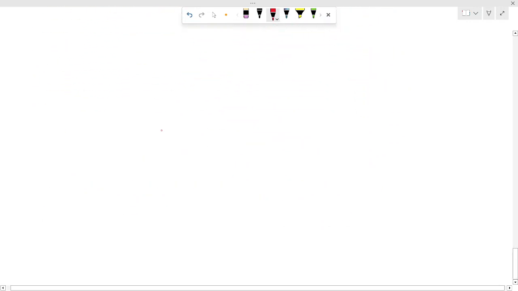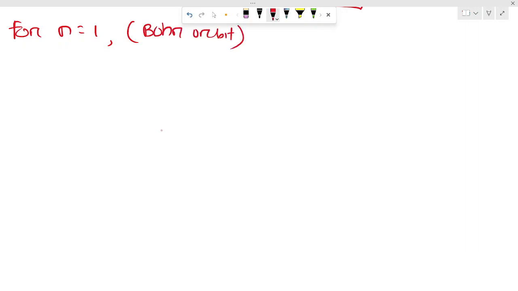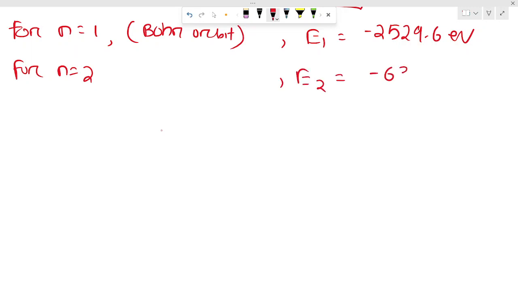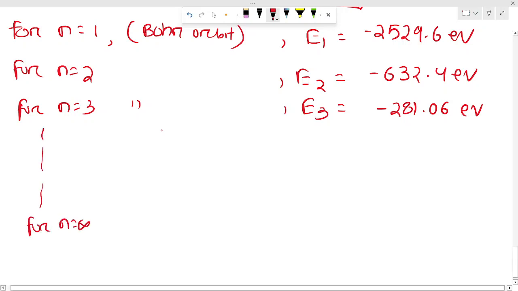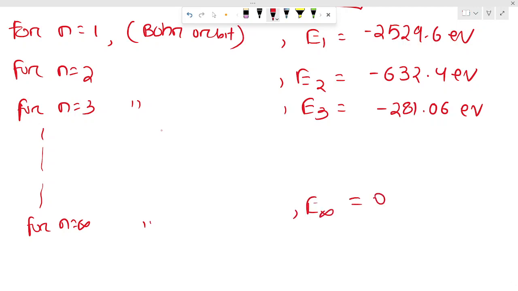Let us find out for n equal to 1, 2 and 3 up to infinity. We can calculate this energy value. Let me do it for 1, that is the Bohr orbit. So energy will become how much? Eₙ will become minus 2529.6 electron volt for n equal to 1, since n² becomes 1. So E₁ is minus 2529.6 electron volt. For n equal to 2, E₂ is equal to minus 632.4 electron volt. You can also calculate; I have already calculated the values. E₃ will become minus 281.06 electron volt. After calculating, for n equal to infinity, E infinity will be equal to 0. That is the ionized state.